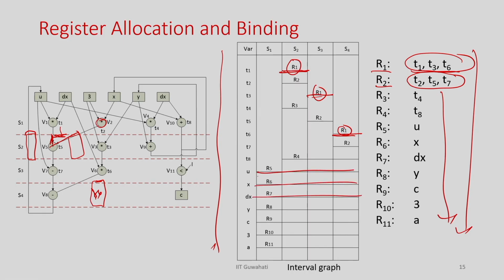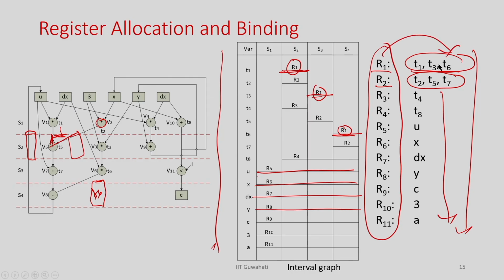So, I cannot share it with anybody because it needs to be in the register for all the time, and so on. This is what is called register allocation and binding. What I am doing here is, after scheduling, I identify the minimum number of registers needed, and for each register what variables can be stored. The objective is to reduce the number of registers and hence improve the sharing. So, this is register allocation and binding.